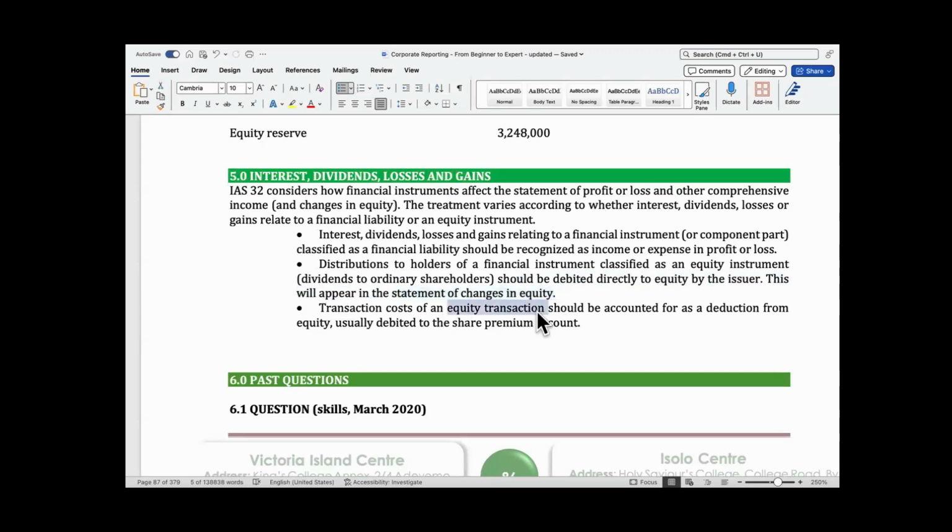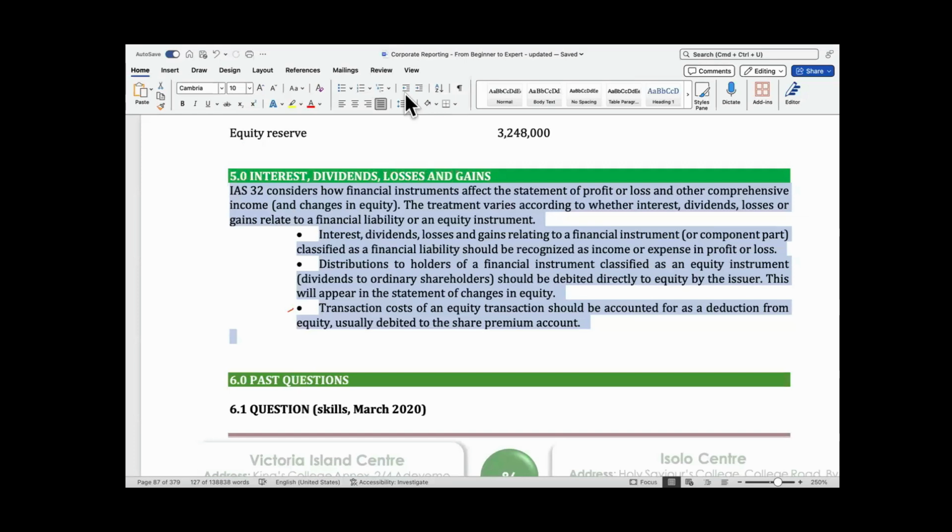Also, when you issue shares, you issue share capital, and you incur transaction costs, meaning maybe you paid money to brokers or to the exchange, like the Nigerian Stock Exchange, you need to pay them some fees. Such fees, which we call transaction cost, you are going to deduct from equity. Usually it is deducted from share premium. So I really need you to note this down. It's important. Okay. So that's that for that.